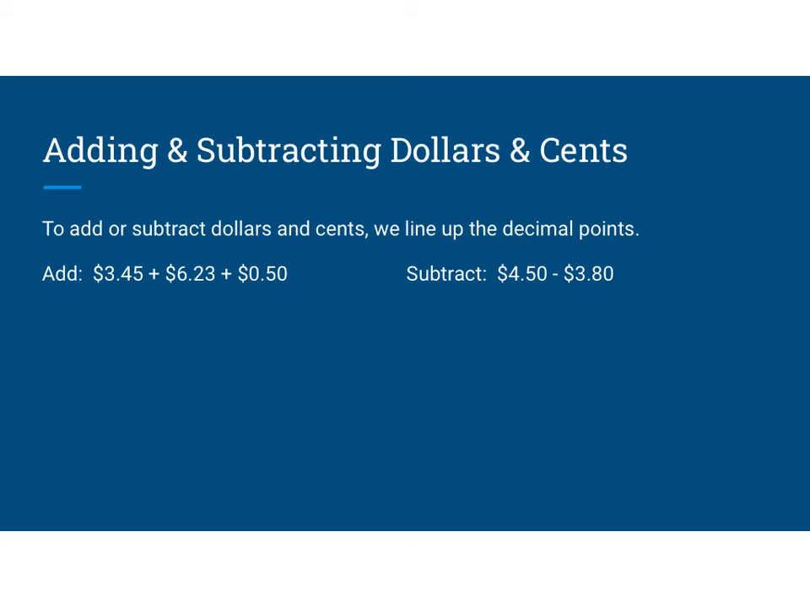A decimal point. Okay, so whenever we line up our numbers, we're going to line up our digits, and we're going to make sure we also line up our decimal points. Okay, we have to line up a decimal point, because if we don't, then we're going to end up having our dollars and our cents all mixed up, and we're not going to have the right answer.